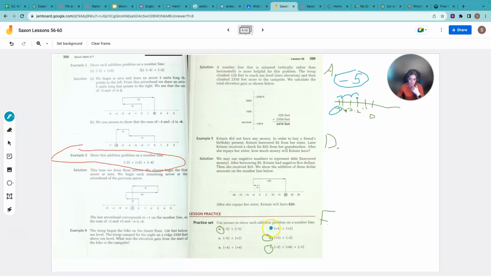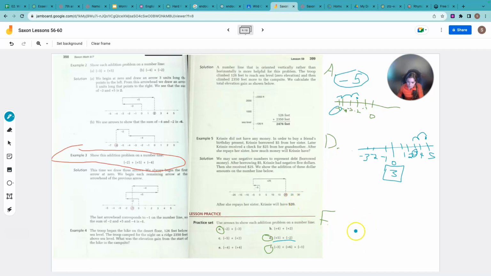Alright, D. +5 plus -2. Let's go ahead and 3, 4, 5. So we have 5, or excuse me, this is positives. So we have 5, 4, 3, 2, 1, 0, -1, -2, -3. Okay. So, we're starting at +5 here. And we're adding -2. Because we're adding a negative, we're moving in a negative direction. So we're going to go 1, 2. What's the answer? The answer to this problem is +3.